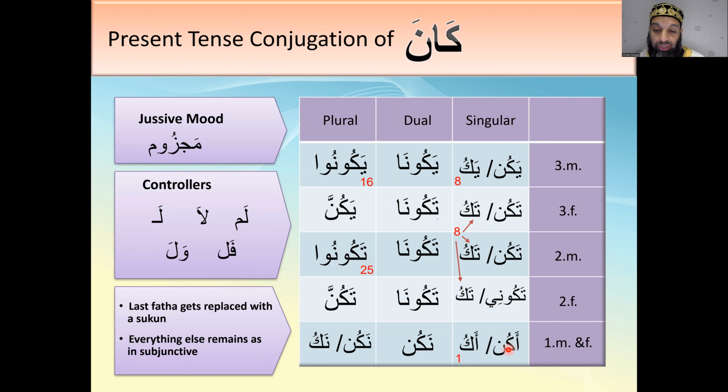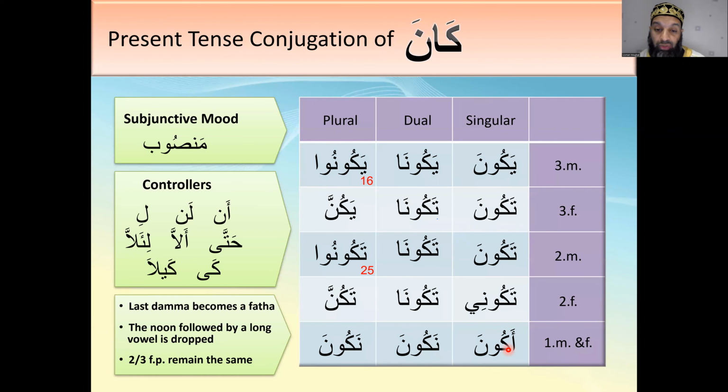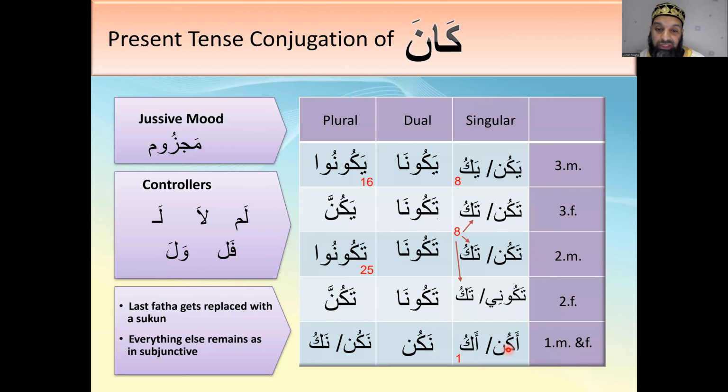Akuna becomes akunu. This one, sorry, I keep on getting it wrong. Nakunu, nakuna becomes nakun. And all the others stay the same. But look, we've got some additional thing happening here. Look at this. So yakun has become majzum. You can also write it as yaku.